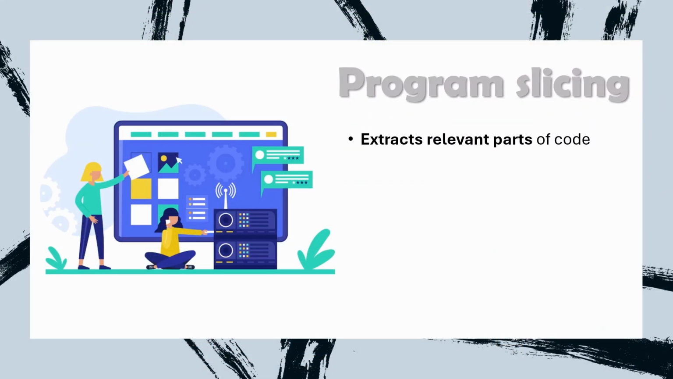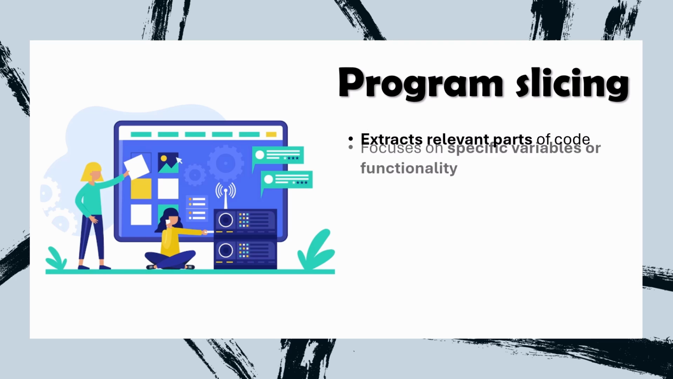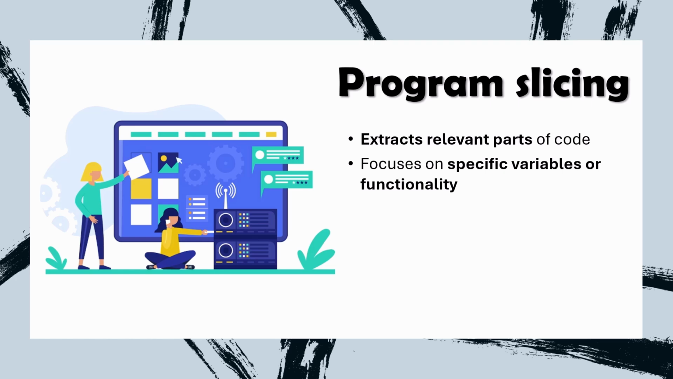Program slicing is a software analysis technique used to isolate only the relevant parts of the program related to a particular variable, computation, or functionality. In large software systems, developers often do not need to study the entire code base. Instead, they may only want to understand how a specific value is calculated or how a particular feature works. Program slicing helps by extracting only the statements that directly or indirectly affect that functionality.